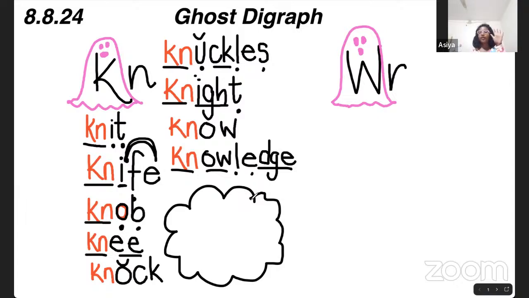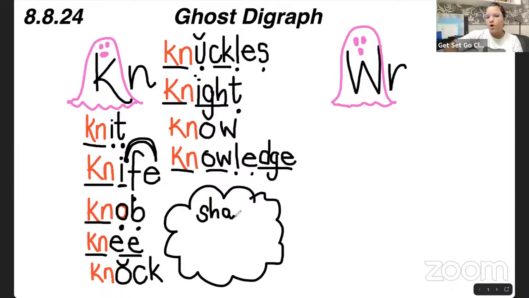Round things. What else? Sharp things. Okay. Three things. Yes, very good. Sharp, round, or pointy. So whatever word starts with KN, they have either something related to sharp or round or pointy.